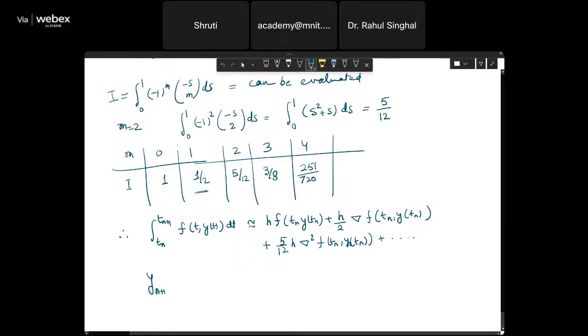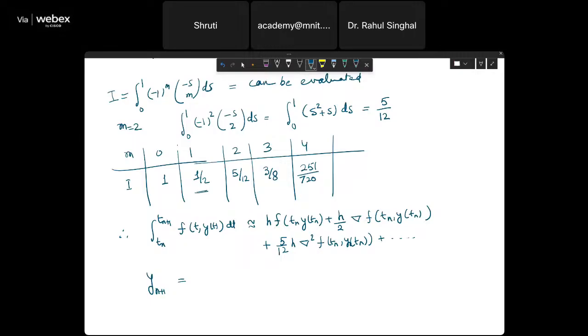So we can simply write the numerical method as y(n+1), after approximating the exact values with the approximate values, that it will be yn plus h times the integral, which gives us h into f(tn, yn) plus half lambda of f(tn, yn) plus 5 by 12 lambda square f(tn, yn), with h taken out as a common factor, etc. Okay, so this will be the numerical method which we will obtain depending on the degree of the interpolation polynomial.